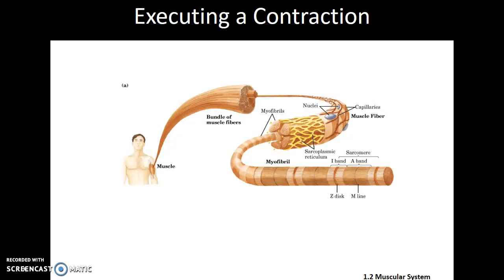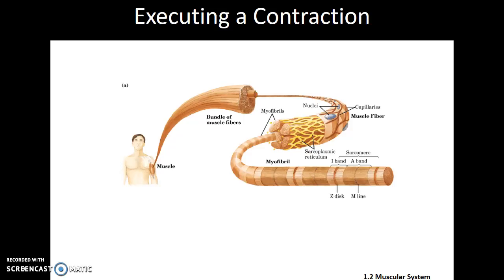Myofibrils are encircled by T-tubules and are the length of the fiber. They are bundles of thick and thin myofilaments. Proteins such as actin molecules are found in thin filaments and myosin molecules are found in thick filaments. Furthermore, they are the contractile proteins that shorten and are responsible for contraction.